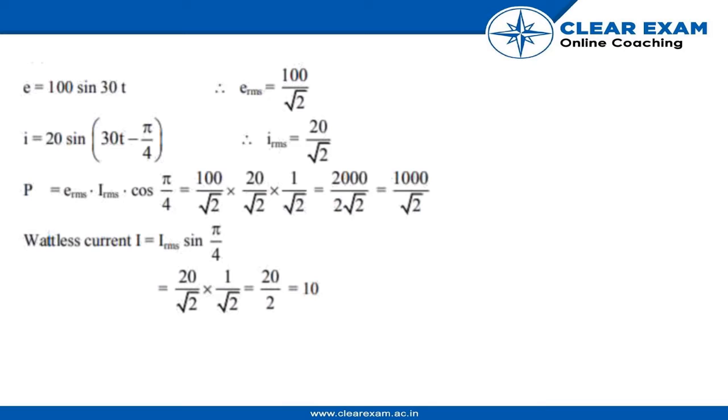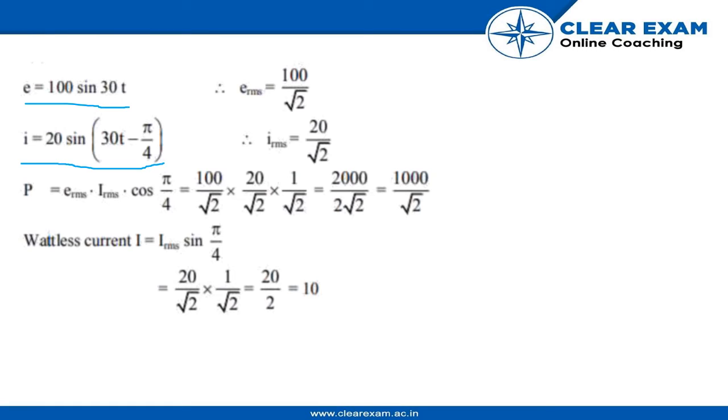Here we have already been given the equations of E and I. So E is equal to 100 sine 30t. That means E RMS is going to be 100 by root 2. And similarly, we are given I equal to 20 sine (30t minus pi by 4). So therefore I RMS is equal to 20 by root 2.